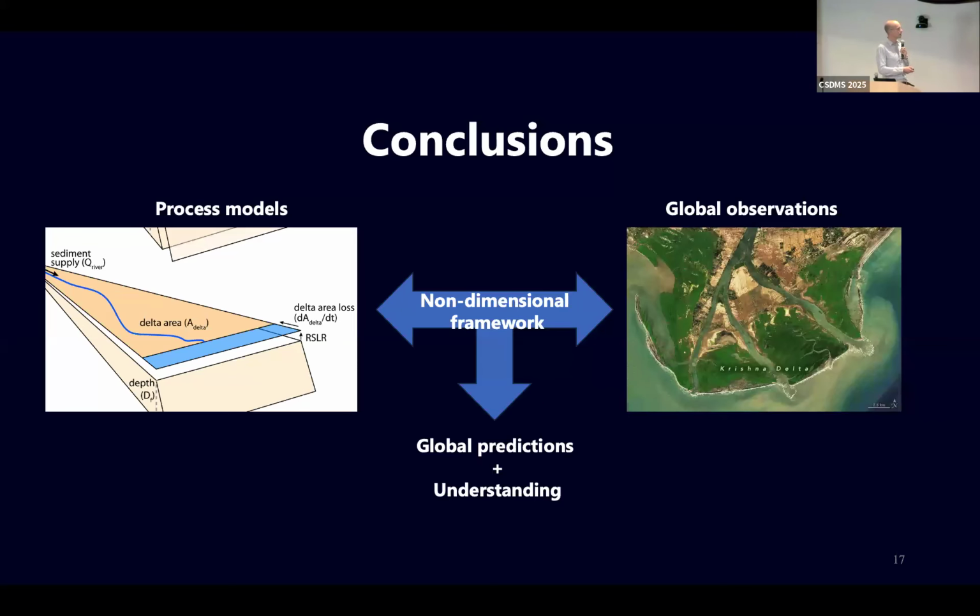So to conclude, what we've been trying to do is marry these process models, simplified models, with many observations, ideally global observations, into some non-dimensional framework. And I think in doing that, it forces you outside of the realm of pure models, outside of the realm of pure data, and really get into global predictions and global understanding as well. Thank you.